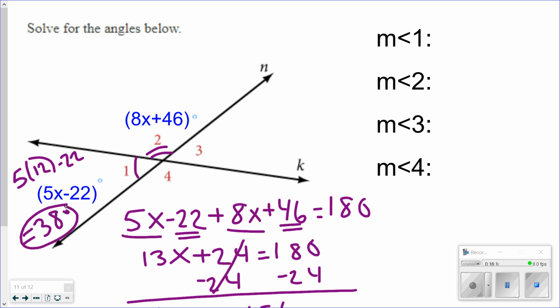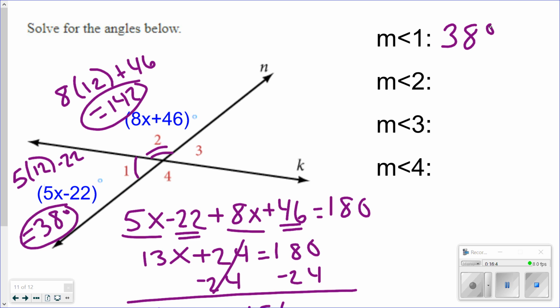All right, let's plug 12 into our second equation. So 8 times 12 plus 46. That is equal to 142. Now let's double check that this is correct. If you add up 38 and 142, we get 180 degrees. And that's what it should equal. All right, so angle 1, 38. Angle 2 is 142.